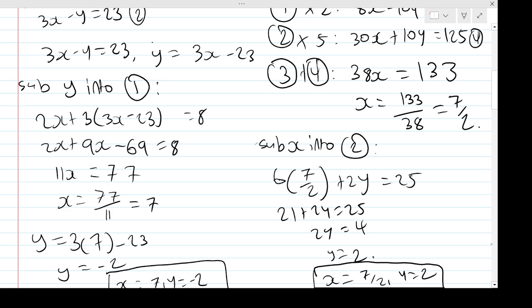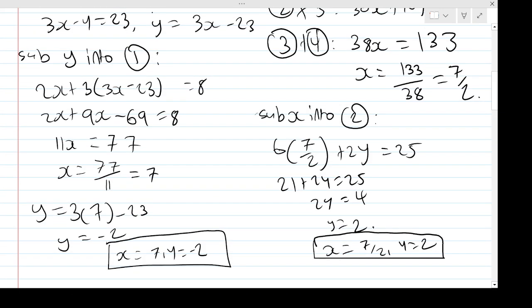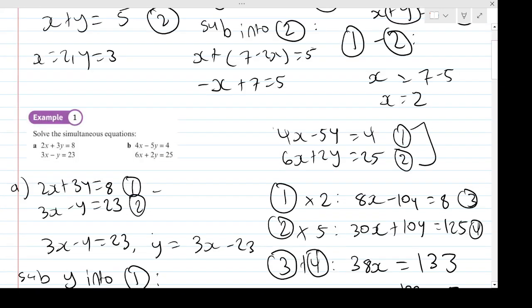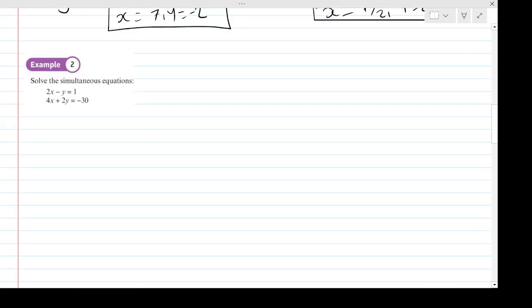So that's our solution there, therefore. And you can check your solution, because if you substitute these two numbers into the equations, both of them should be correct. If you substitute x and y into here, you should get 4 equals 4. And for the second equation, you should get 25 equals 25 if you plug in x and y. Okay, cool. Let's have a look at another example.